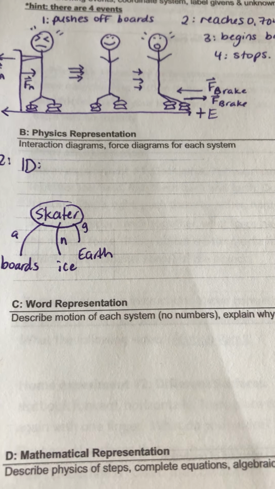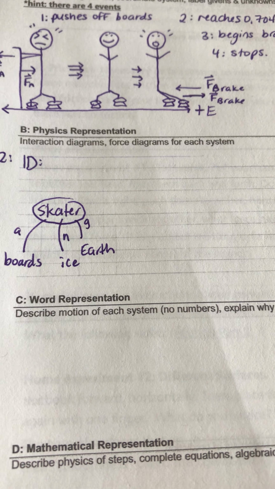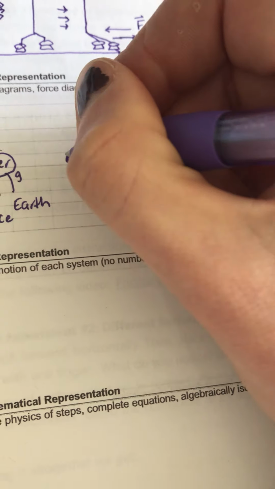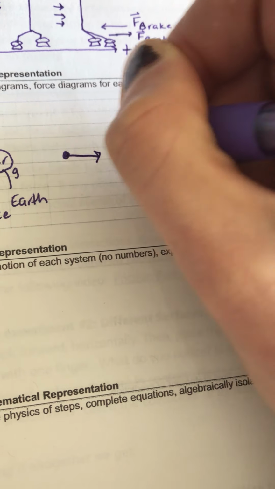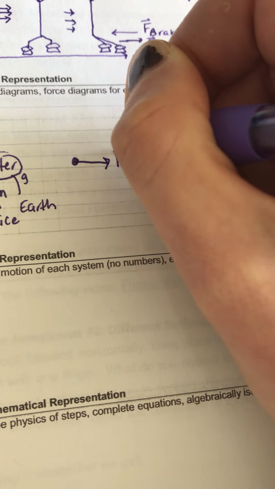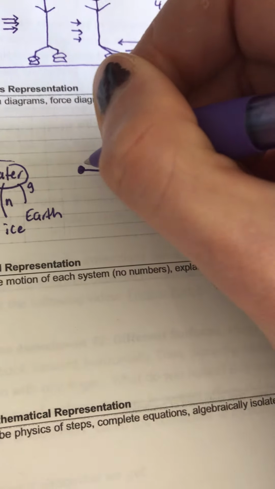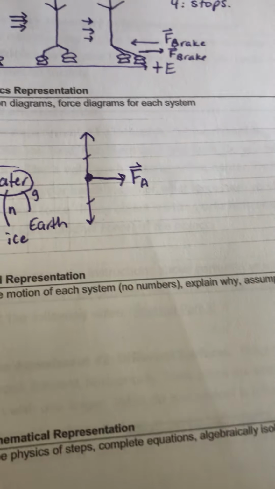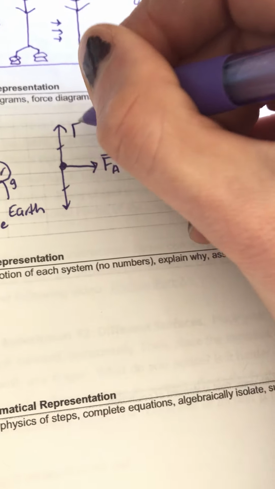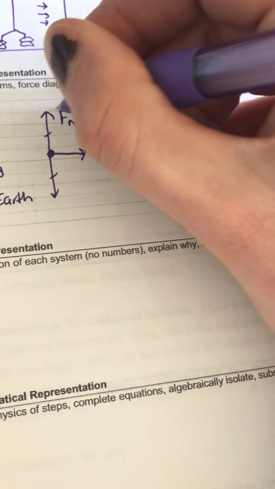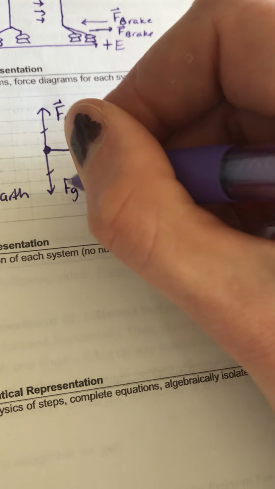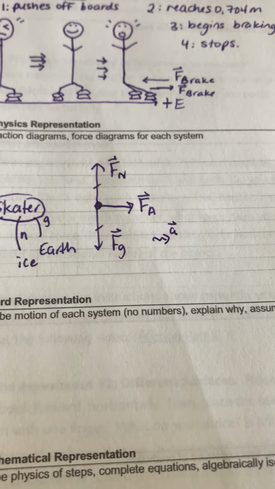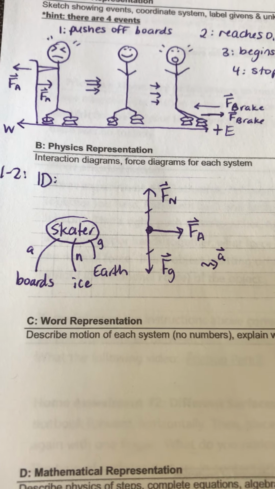Okay, so that's from 1 to 2, and then for the force diagram there, we're going to have the reaction force of the boards on the skater goes to the right because it's pushing them, and that's the direction they're accelerating, so that makes sense. The normal force and the gravitational force are balanced, and we have an acceleration to the right. So that's for events 1 to 2.